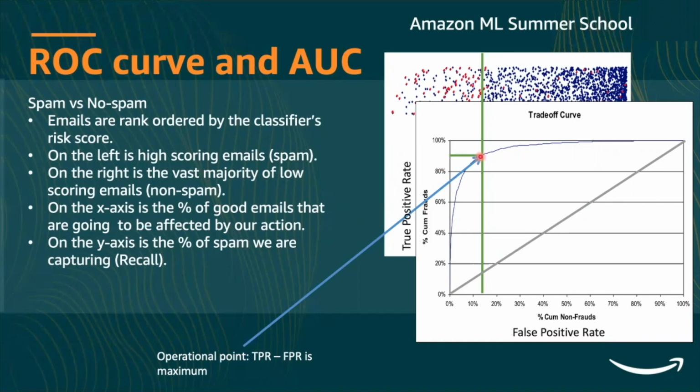And that knee point is basically saying that at this knee point, your false positivity rate is low, but your true positivity rate is high, which implies you would mark the true spam as spam, and you'll mark the true non-spam as non-spam. There might be 10 to 15% false flagging, which is okay for me, depending on my problem. So this is known as the operational point. It is the point at which the TPR minus FPR is maximum.